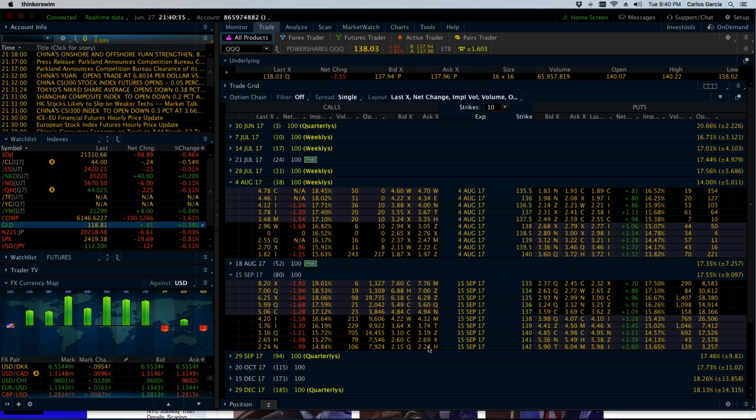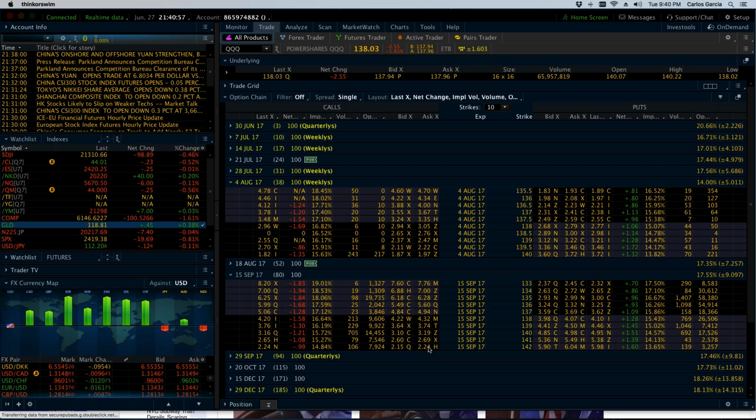So we will be paying $2.24 premium for the 142 calls, and we would have until September 15th for the price of QQQ to hit 142 and up. And from the second we buy it, as long as it goes up, it makes profit. It doesn't have to hit 142 to make profit. It makes profit from when you buy it. If you buy low, you sell high.